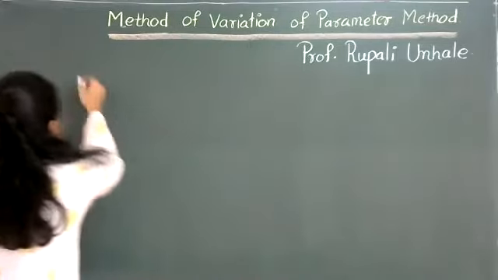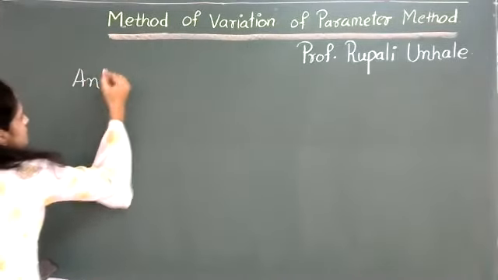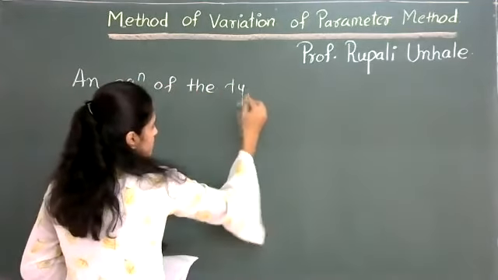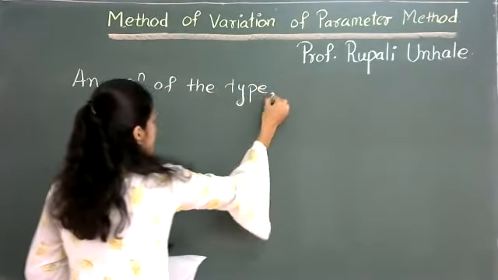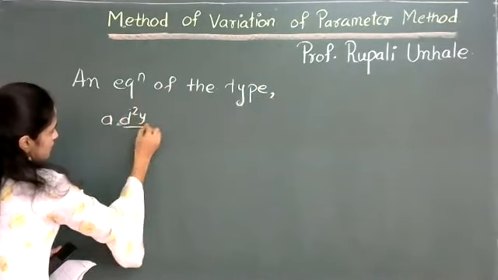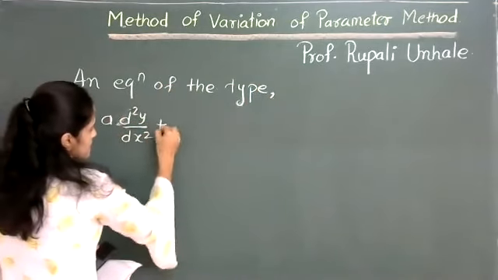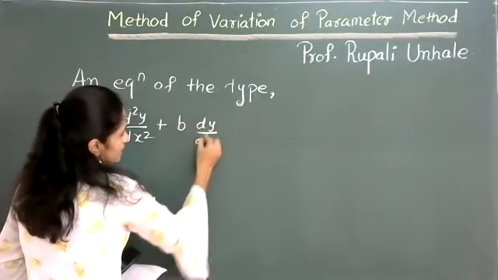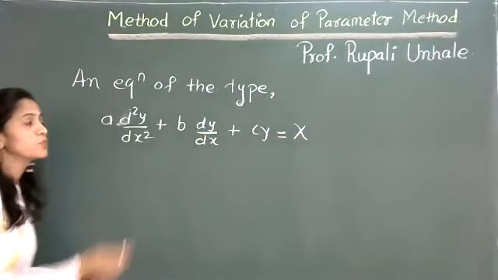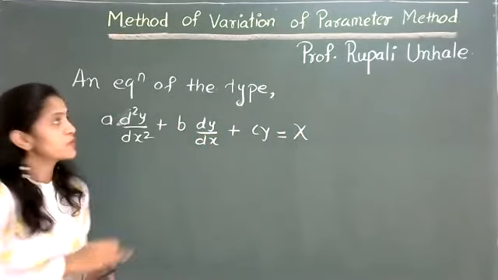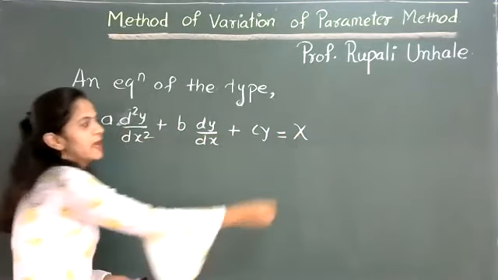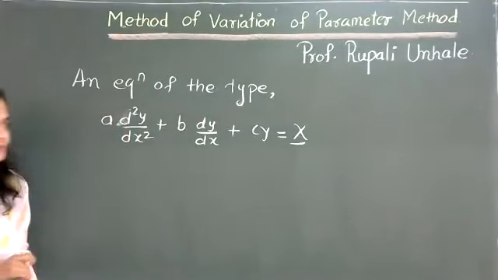So let's begin with the variation of parameters method. We can use it when the equation is of the type a d2y by dx square plus b dy by dx plus cy is equal to X. When we want to simplify this kind of differential equation, we can use the method of variation of parameters, where a, b, c are constants and X is any function of x.